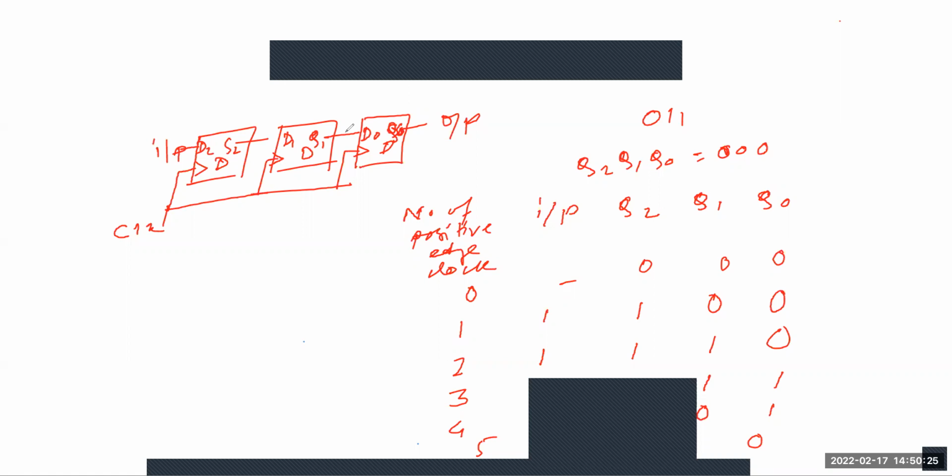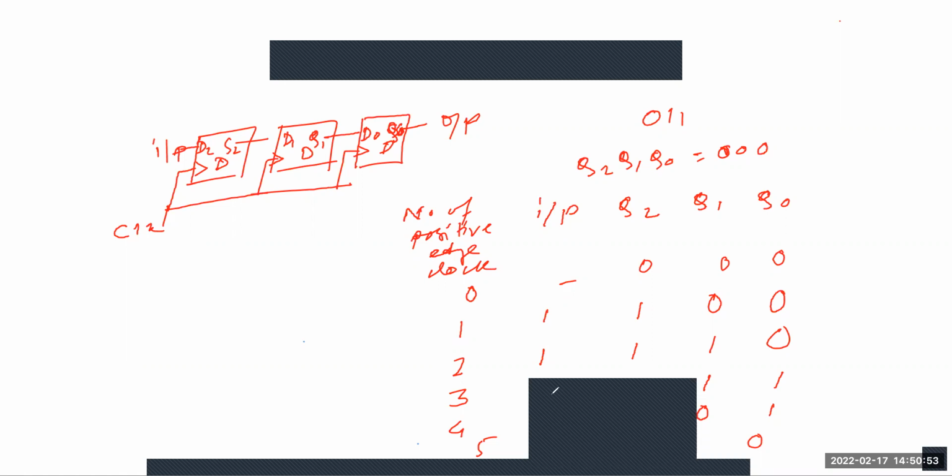So the LSB 1 is received at the third positive edge of the clock, and the MSB 0 is received at the fifth positive edge of the clock. So here you can see from this table. Now, therefore, the 3-bit SISO shift register requires 5 clock pulses in order to produce the valid output.